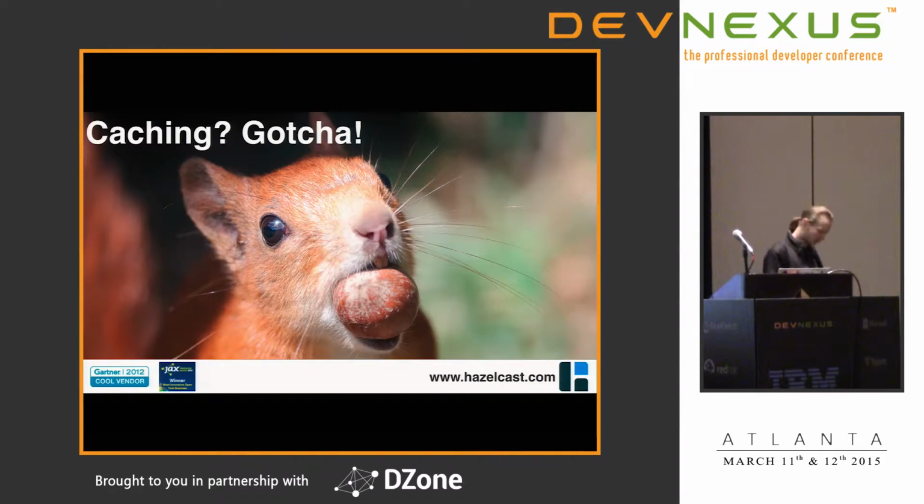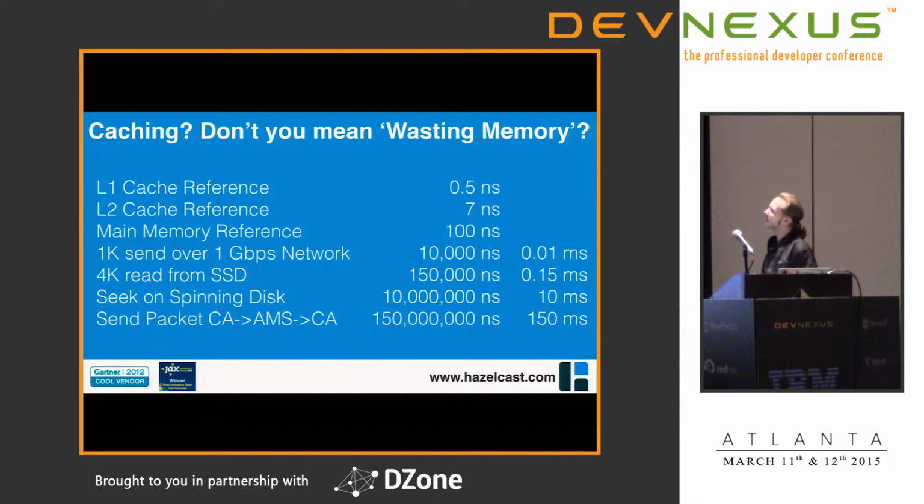So what do we want? Well, we want to cache, right? So who's the best one? Well, a squirrel. Why do we want to cache? We see some numbers and we see that different kinds of memory areas have different access times. So obviously the fastest one is the L1 cache inside the CPU, and what is pretty bad is 150 milliseconds if you send a package from California to the Netherlands and back to California.